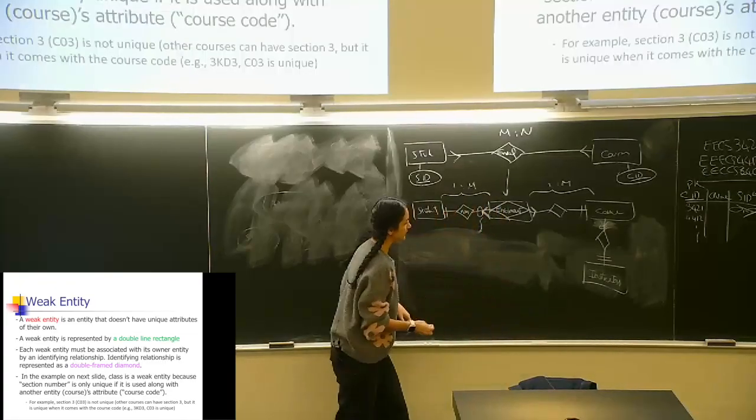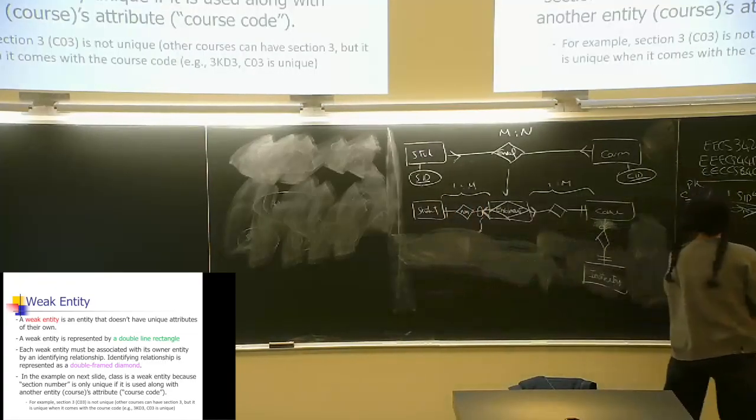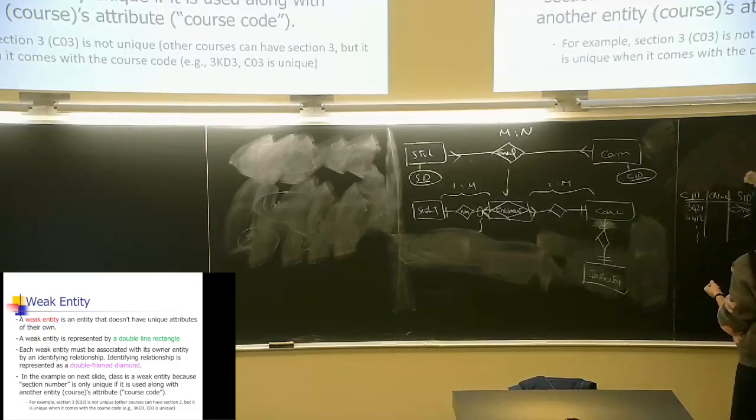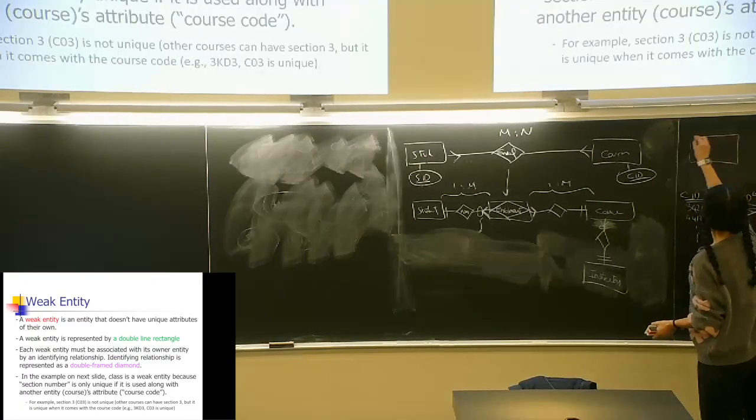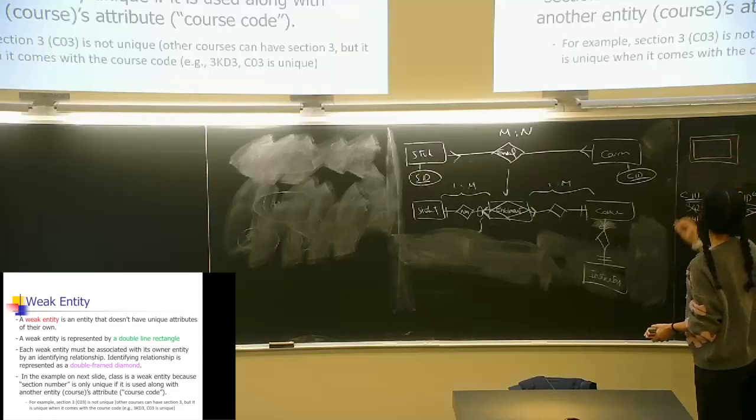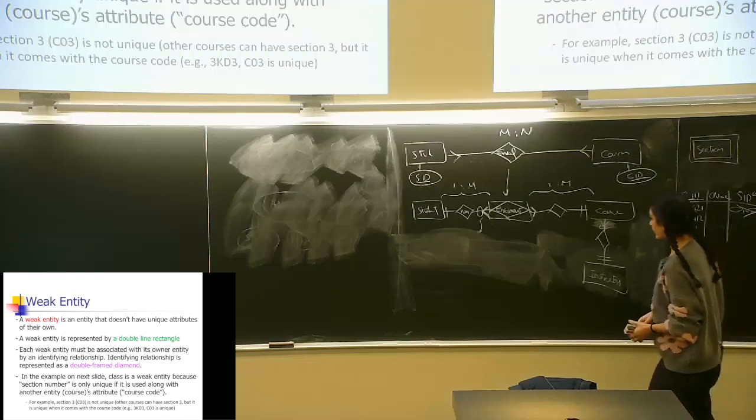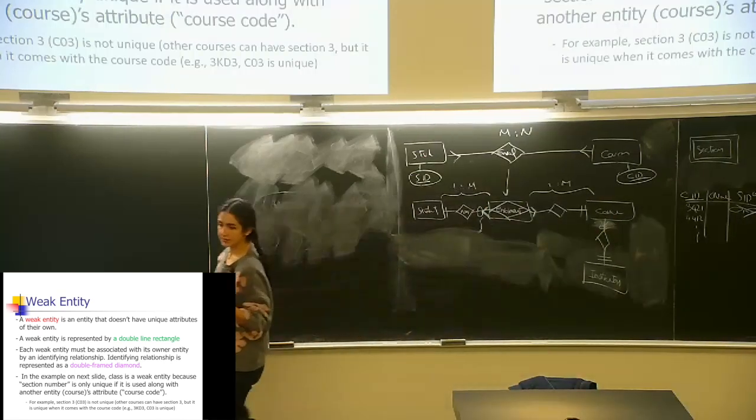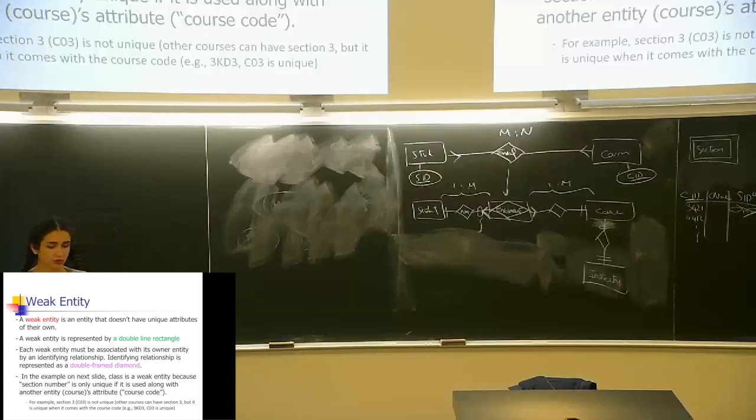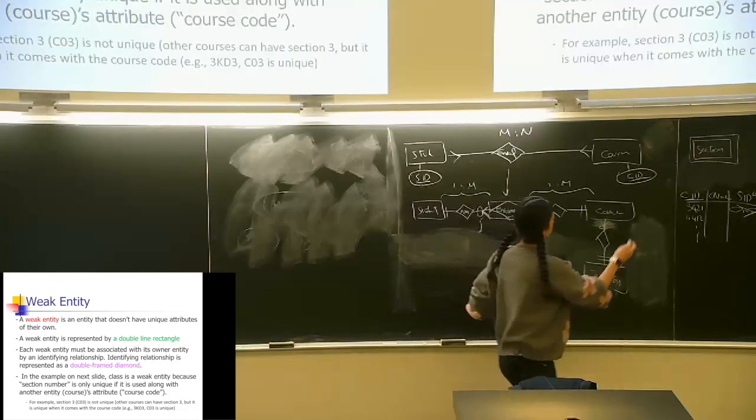How do you show a weak entity? Like this. A double line rectangle. So this is course section. Now, a weak entity is an entity that doesn't have unique attributes of its own. A weak entity is represented by a double line rectangle. Each weak entity must be associated with its owner entity by an identifying relationship. So the identifying relationship is this.